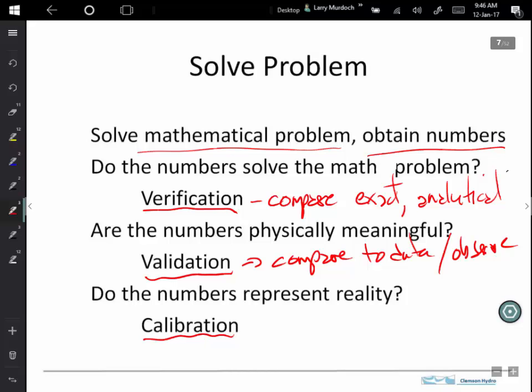So it's similar to validation. We'll be calibrating models by adjusting parameters. So this would be to give a fit to data. That'll also be one of the things that we're trying to do.